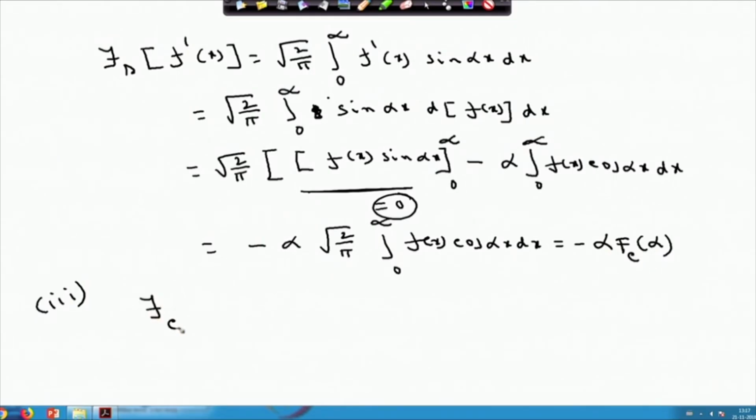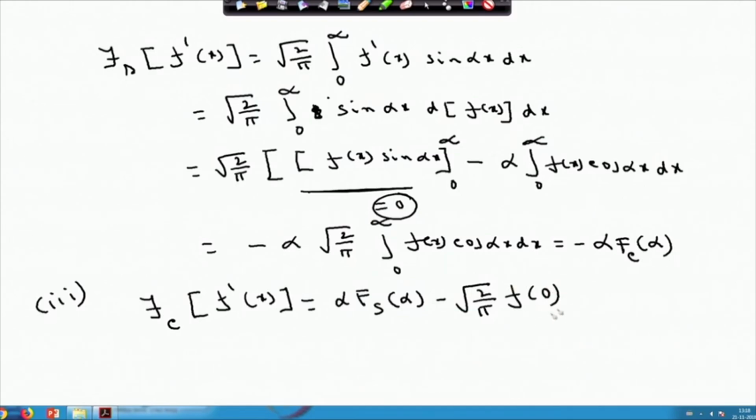In the same way, you can prove the Fourier cosine transform of f dash x. This equals alpha into the Fourier sine transform of alpha minus root over 2 by pi f of 0, because I do not know the value of f 0. So, in the same fashion, whatever way I have shown, you can prove it on your own and you should do it on your own. Of course, here again your f x approaches 0 as x approaches infinity, and for that reason here also this value was 0.